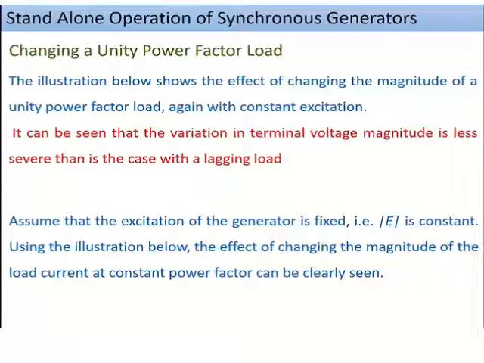Now let us consider the next case, that is changing a unity power factor load, a resistive load. The illustration below shows the effect of changing the magnitude of a unity power factor load, again with constant excitation and constant prime mover speed. It can be seen that the variation in terminal voltage is comparatively less than in the case of the lagging load.